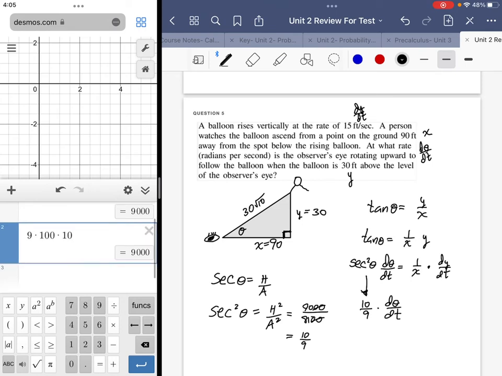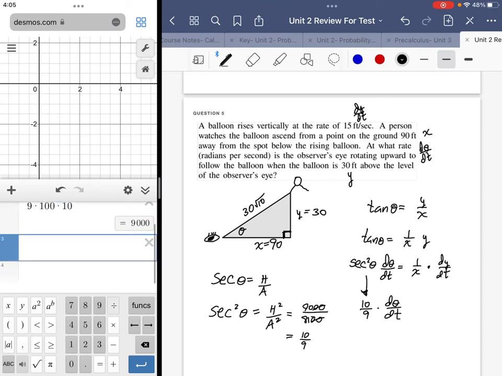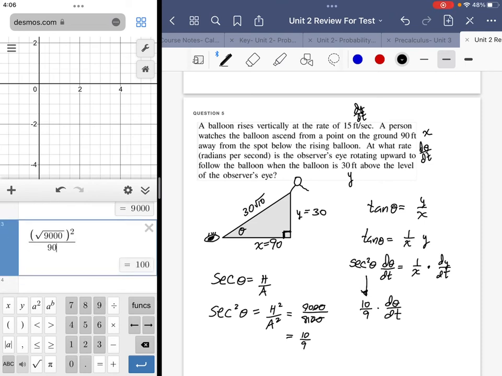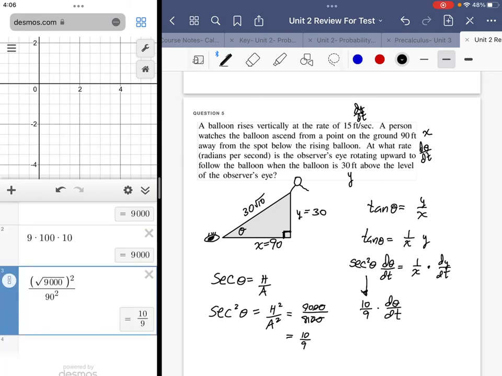And honestly, I mean, worst case scenario, just put it all into Desmos. It's like you got the square root of 9,000 squared over 90 squared. And just math bracket, and you'll get it anyway. All right, math bracket, I'm using TI language.